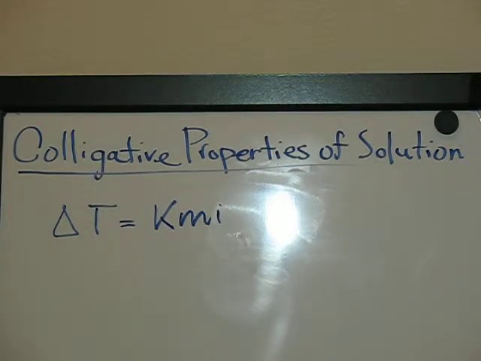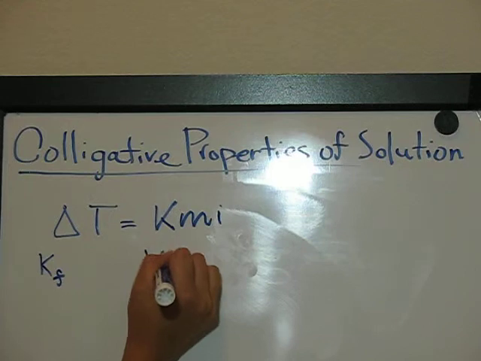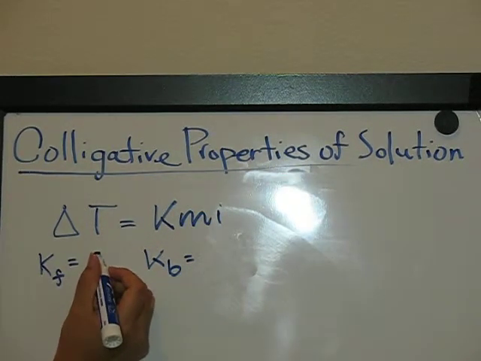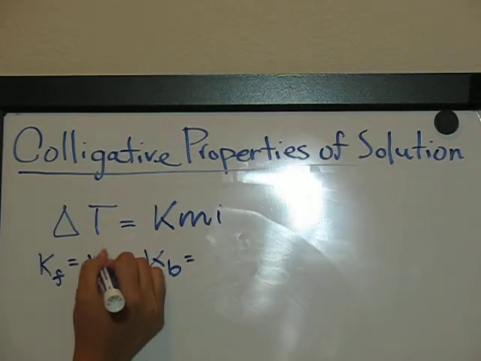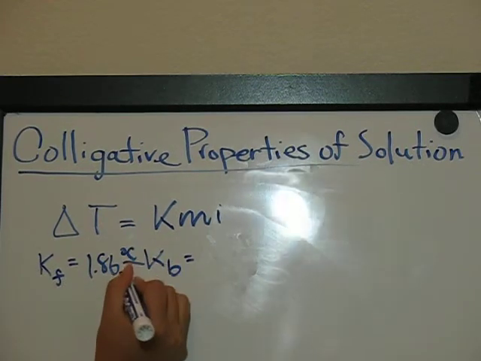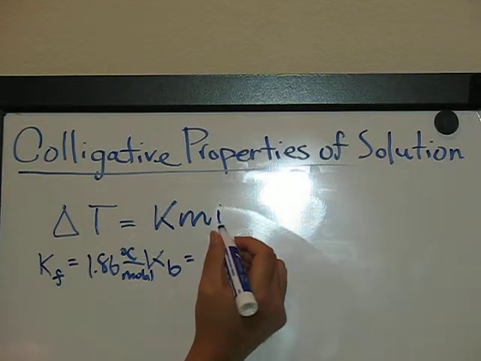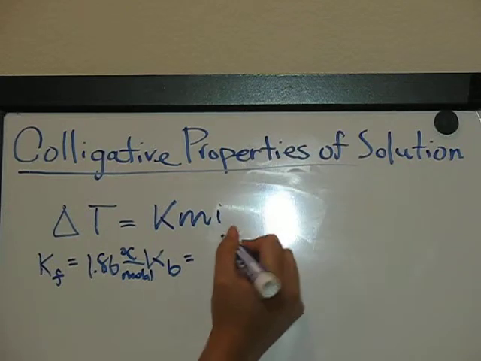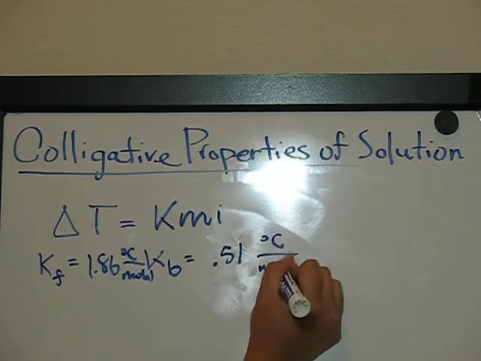This equation calculates the change in temperature. K is Kf and Kb. Kf is the molar freezing point constant, which is 1.86 Celsius per molar. And Kb is the molar boiling point constant, which is 0.51 Celsius over mole.